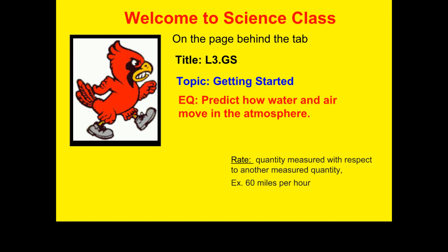Your page today talks about the getting started. We're on lesson 3 GS. You're going to be predicting how water and air move in the atmosphere. A little bonus word for you today is rate, which is a quantity measured with respect to another quantity. So like 60 miles per hour, you'd be measuring miles and comparing that with hours.